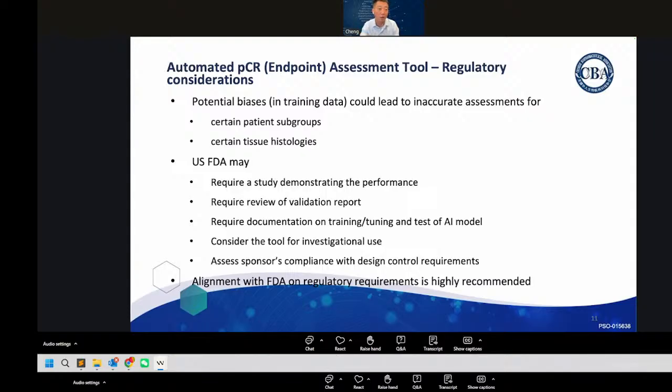First, they may require a study demonstrating the performance. Also, the FDA may require the review of the validation report. They may also require documentation on training, tuning, and testing of the AI model. And they may consider the tool for investigational use. That means FDA may require the development and validation of the tool to be put under medical device design control requirements. And I think it's very important to align with the FDA before this tool is implemented in a clinical setting.